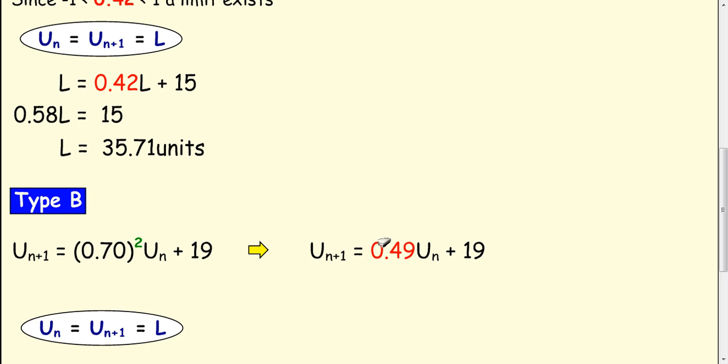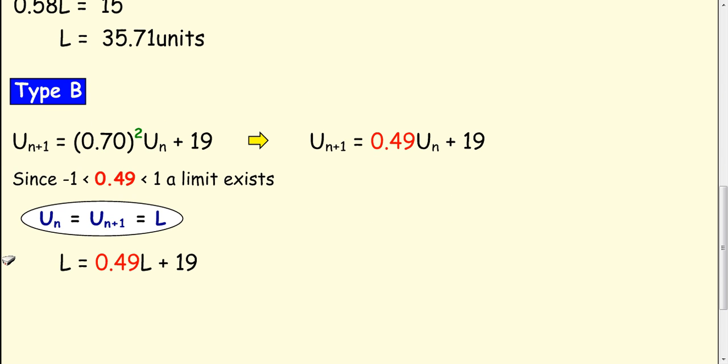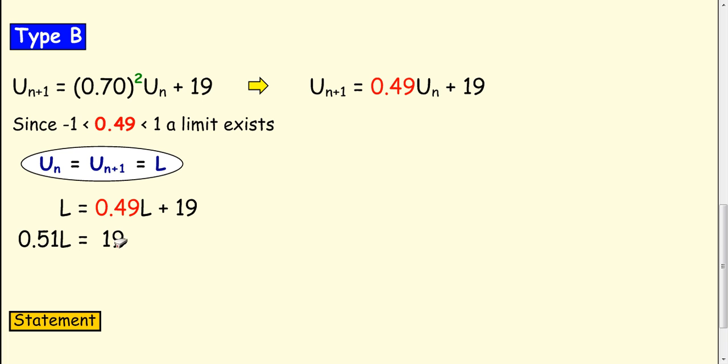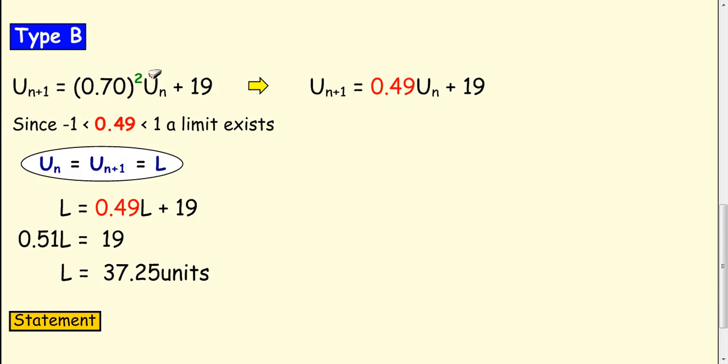Same idea, this red figure is between -1 and 1, so a limit exists. Let this part and this part become L. This is 1, take away 0.49 now to get that to the other side, which is 0.51, and then divide 19 by 0.51 to find your limit of 37.25. So we've got our two limits, 35.71 units for type A and 37.25 for type B.